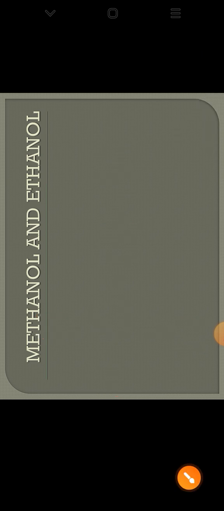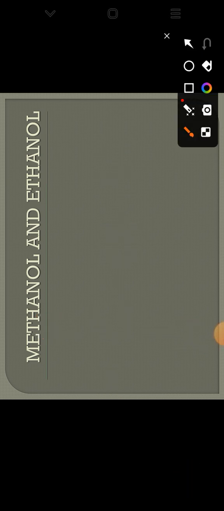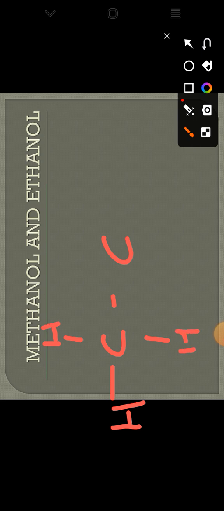Similarly, if I have to write for ethanol, so ethane is C2H6. But if I replace one of the hydrogen by hydroxyl, we get ethanol. So ethanol formula will be C2H5OH, and ethanol is the IUPAC name. Common name would be ethyl alcohol.